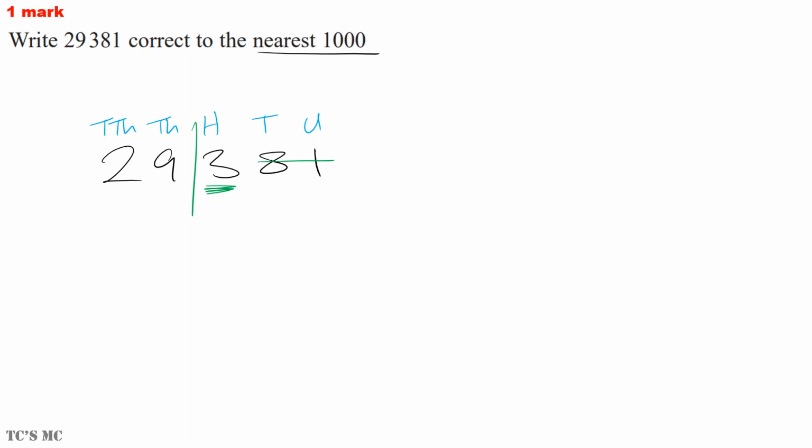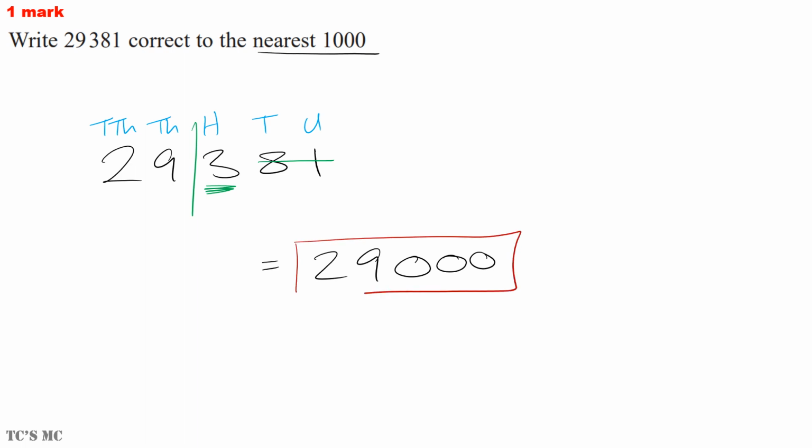Because it's a 3, we need to round down. So our answer is 29,000. We must have those 3 zeros to give the 9 the value of 1,000. All we need to write for 1 mark is this answer.